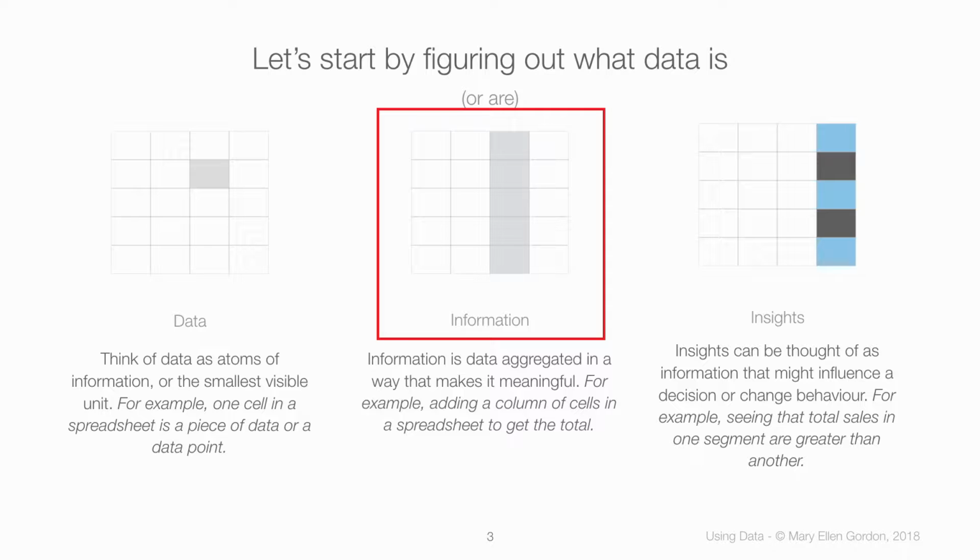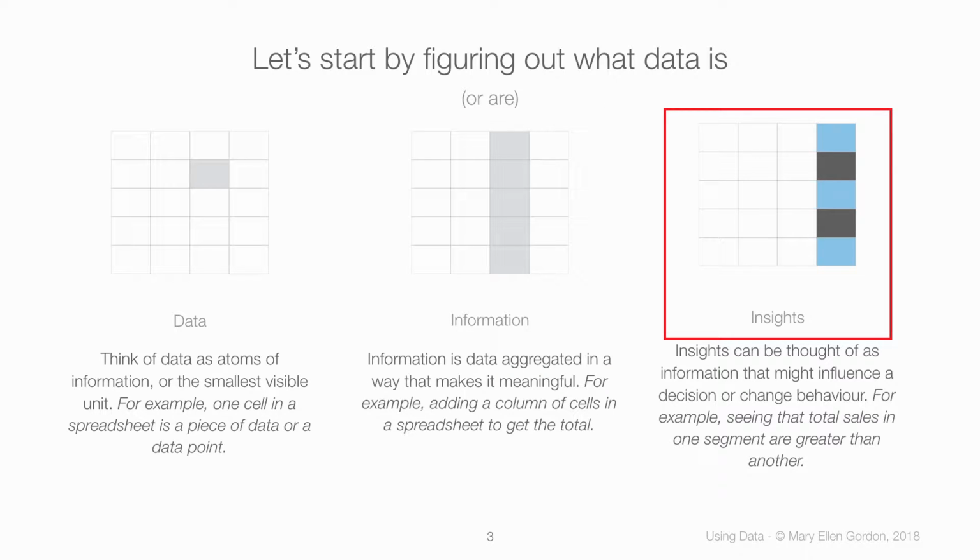What most people are really looking for when they talk about data and think about data are insights. I think of these as information that might be used to influence a decision or change a behavior. For example, if we can see that sales in one segment are greater than another, we might decide to focus on that segment. If we find that customers are more satisfied in one segment than another, we might change our behavior toward the dissatisfied customers. So the data is being aggregated and it's giving some information about what we should do in the future.